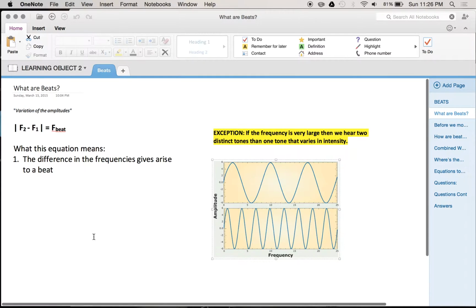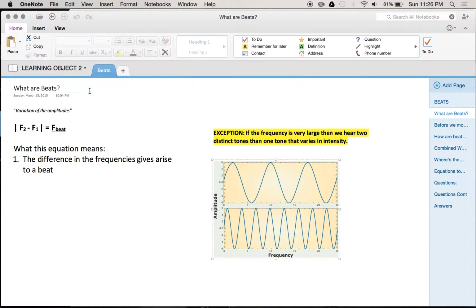So, what are beats? Well, in the textbook, they also say it's a variation of the amplitudes. So there's the beat force of the beat, which is represented by frequency 2 minus frequency 1 is equal to frequency of beat. Sorry, I meant frequency, not force. And what this equation means is the difference in the frequencies gives rise to a beat.